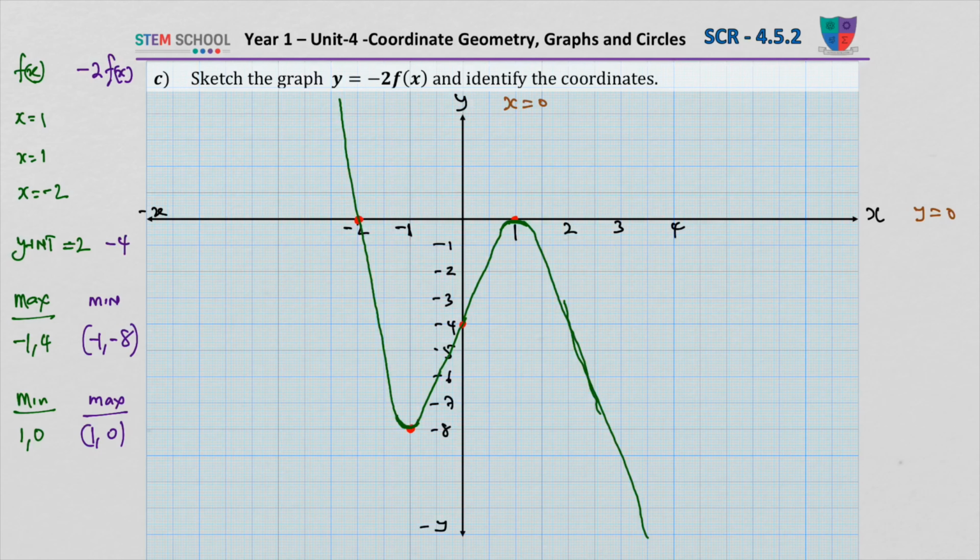And the coordinates here will be 1, 0. The coordinate on the intercept here will be 0, minus 4. The minimum here will be minus 1, minus 8. And the coordinate here will be minus 2, 0.